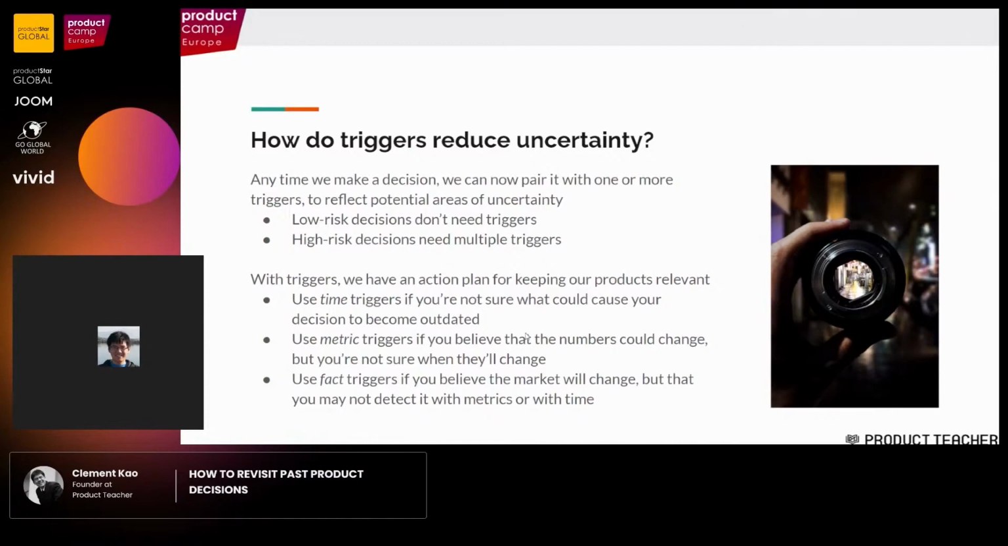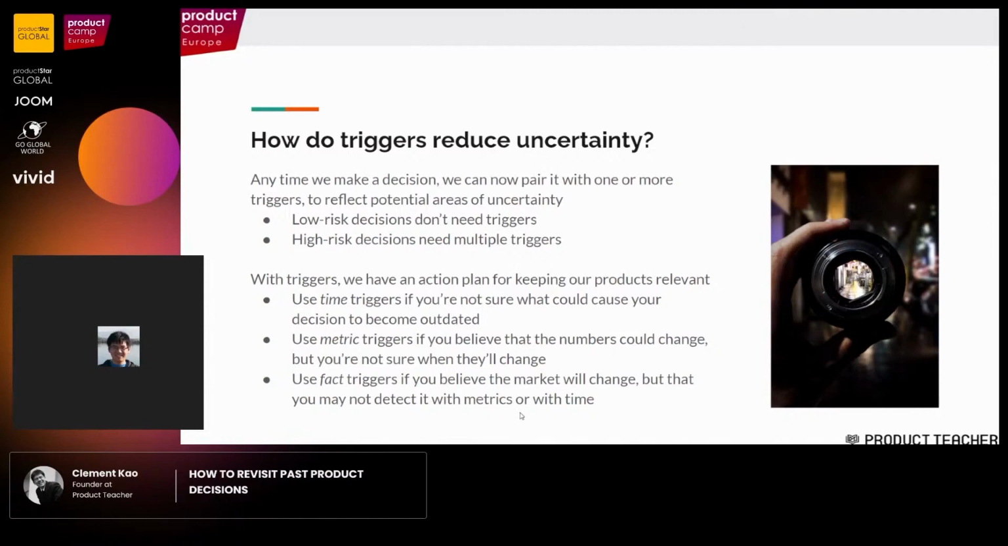If you have a hunch that the numbers could change on you, and that could very much change the way in which you build a product, the way in which you ship and deliver a product and bring it to market, then you want to go ahead and use metric triggers. So these core things are the things that I'm going to be monitoring, and if it crosses some threshold, we're going to take this action plan. If it never crosses that threshold, that's great. Let's not worry about it.